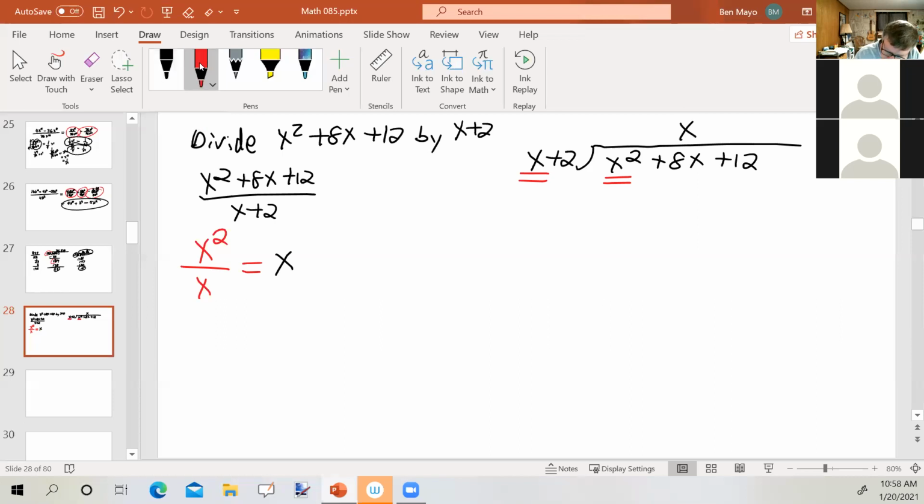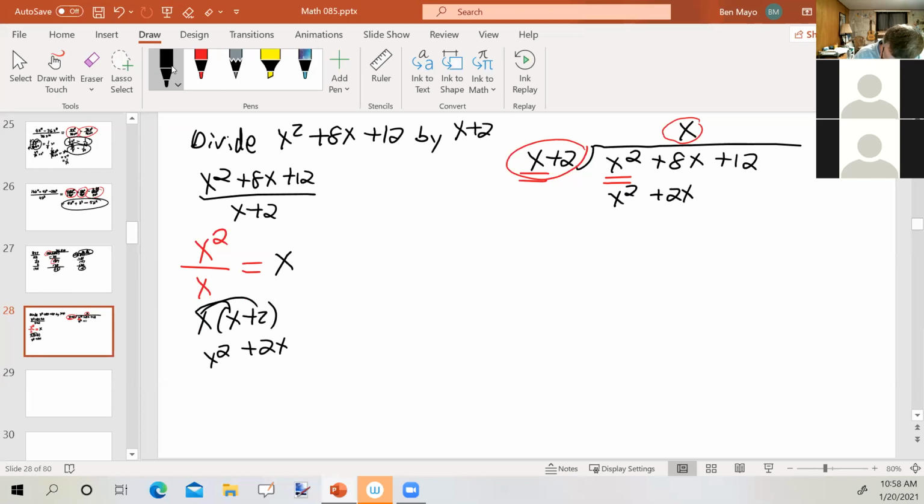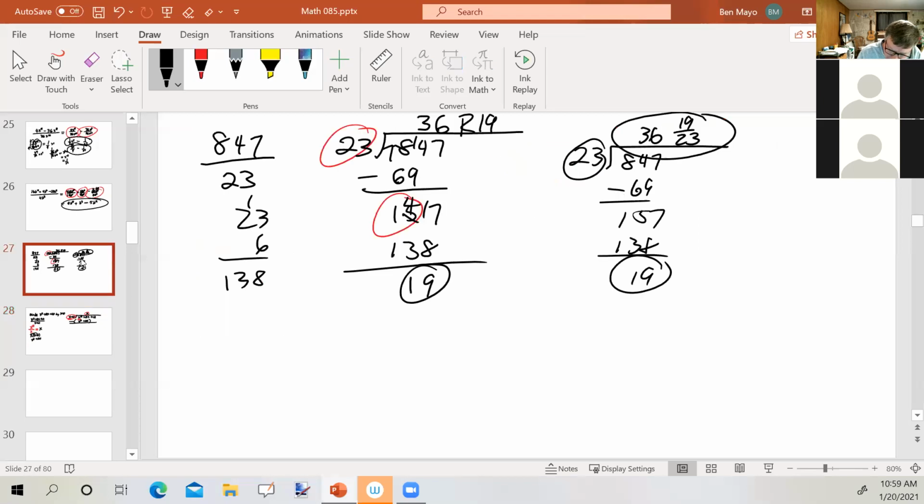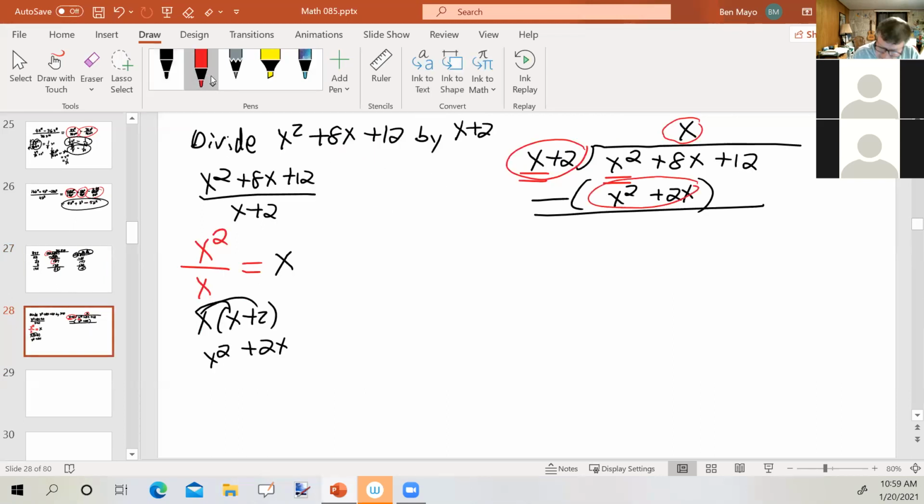The next thing we're going to do, we're going to take this times all of that. So we're going to take x times x plus 2, which is x squared plus 2x. And we're going to write that down below here, draw a line, and then we're going to subtract that quantity from what's up above. Now, let's go back here for a minute. When I subtracted this, I didn't need to put parentheses around it because that's all one number. But here, we've got two terms. So I need ultimately to distribute that subtraction sign to both of those terms, okay? So that's why I put parentheses around it, okay?